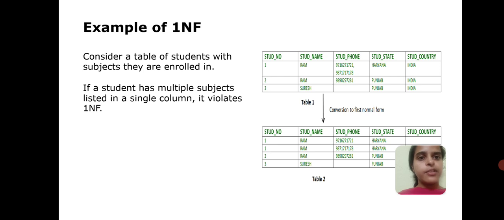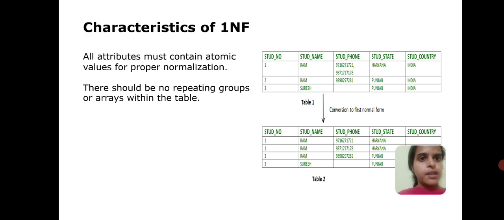Example of 1NF. Consider a table of students and which subjects they are enrolled in. If a student has multiple subjects listed in a single column, it violates 1NF. And characteristics of 1NF: all attributes must contain atomic values for proper normalization. There should be no repeating groups or arrays within the table.